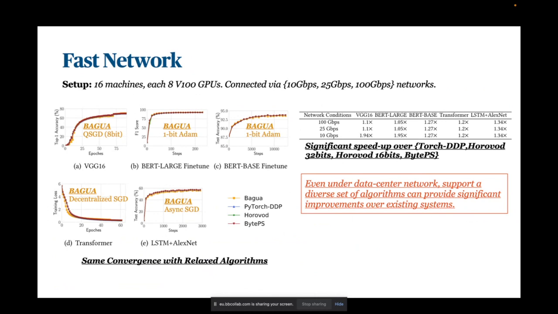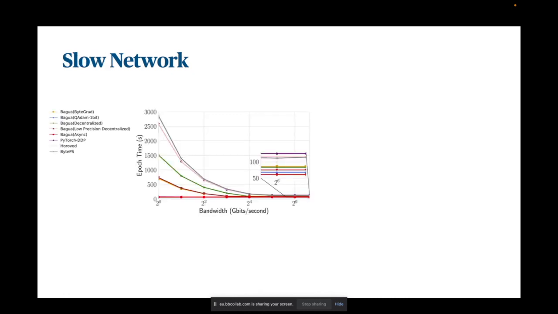Even under a data center network, supporting this very diverse collection of algorithms can give you a pretty significant speedup over existing systems. And this is something that you can reproduce by yourself. And when we talk about slow networks, it's getting even more interesting. So for example, when you have a network with very small bandwidth, from the right to the left, we decrease the bandwidth of the system.